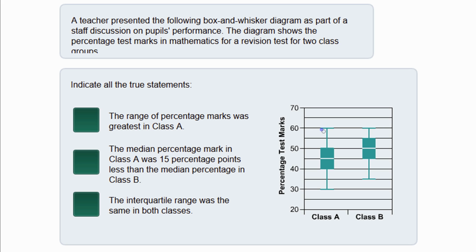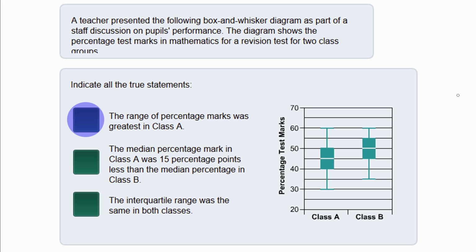So for Class A, the highest mark was 60 and the lowest mark was 30. So there's a range of 30 there. But what we're more concerned about is just the size of this, okay? And in Class B, if we do the same, we go from 60, 35. There's a range of 25. So clearly it is greater in Class A. But we could have just spotted this visually. You can see this line is a lot longer than that line. So we didn't need to involve any numbers here. We could have just simply looked at the diagram and would have seen that Class A had the bigger range. And so statement A is true.